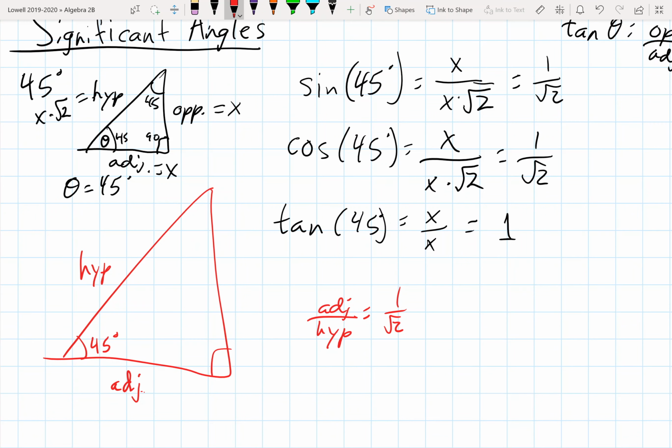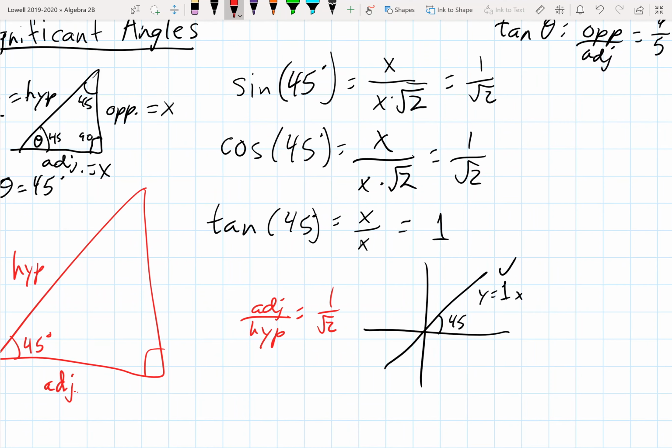And likewise, the cosine of that 45 degree angle is going to be 1 over root 2, and tangent is always going to be 1. Which also makes sense if we think of it in terms of the slope, because the slope of this line, if this is 45 degrees, goes right down the middle, this is the line y equals 1x, by the way.